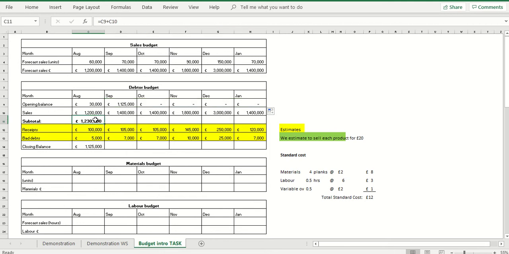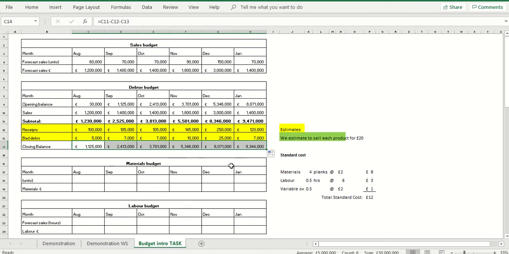We calculated the subtotal to be the opening balance plus the sales. So that's this one here. We can drag that across. And finally, our closing bank balance, we can drag across that as well. When we do that, we can see that our debtor budget grows and grows. So we end up the month being owed this amount of money, and that's what we're going to start the next month with.